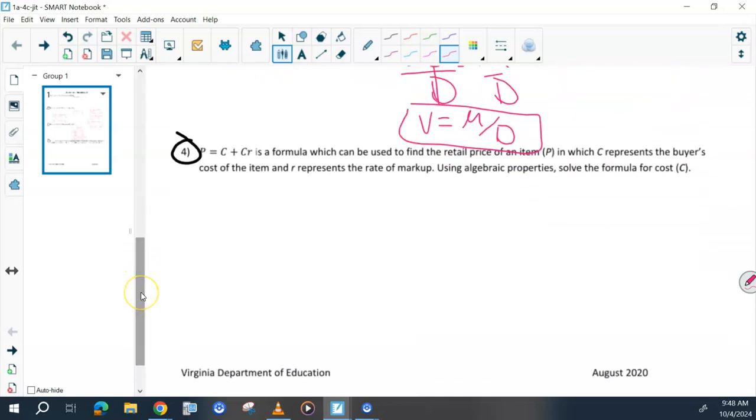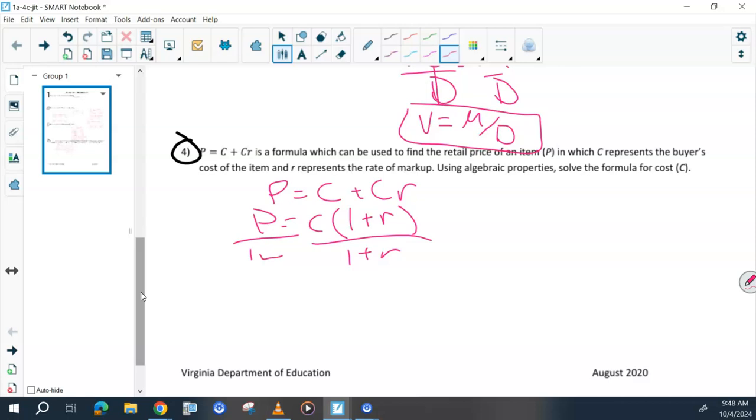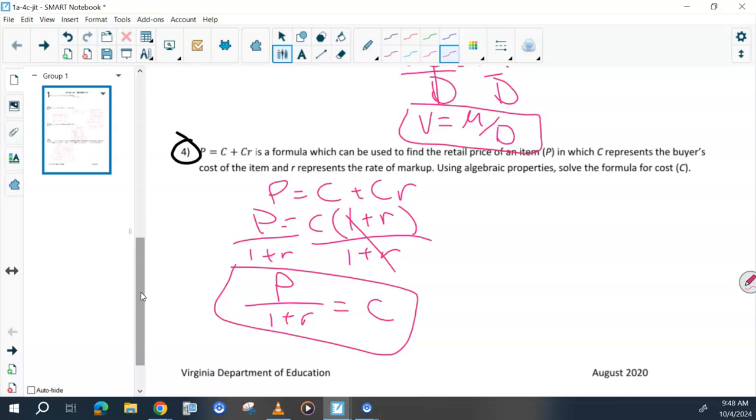Okay. 4 is like your Delta Math problems, where you have 2 c's and you're trying to get the c by itself. So we would take the c out of it, put parentheses, and you're putting whatever's left. So this would be 1, then this would be r, and we could divide both sides by 1 plus r. So the 1 plus r is cancelled, leaving p over 1 plus r equals c. Questions on that one?